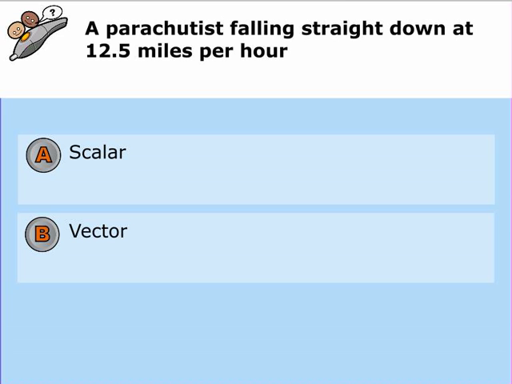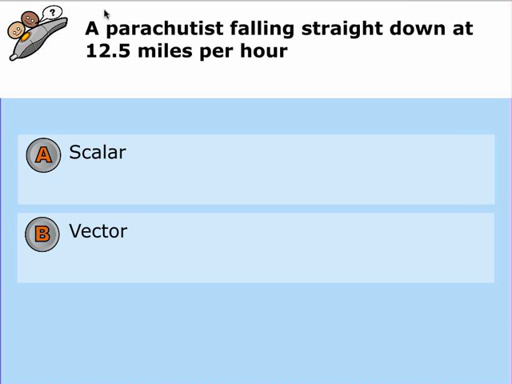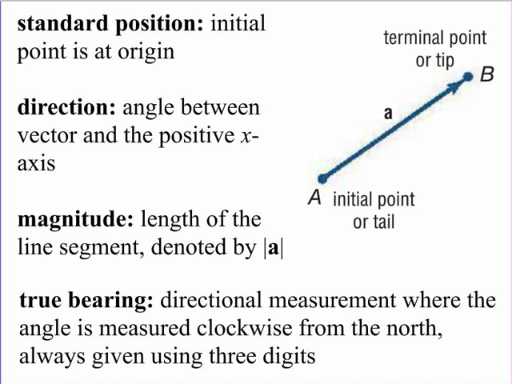Here we go. A parachutist falling straight down at 12.5 miles per hour. Vector or a scalar? That one's a vector because once again it has magnitude and direction, because you're falling straight down. Those are just some examples of vectors and scalars. Now we're going to get into standard position, direction, magnitude, and true bearings. If you want to write those down, I'll give you some time and then we'll talk about those.